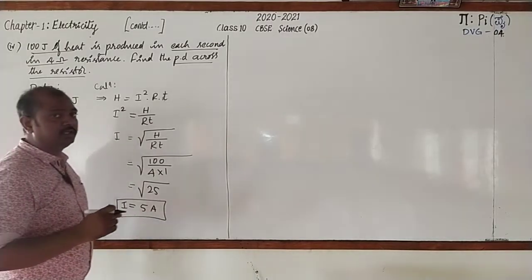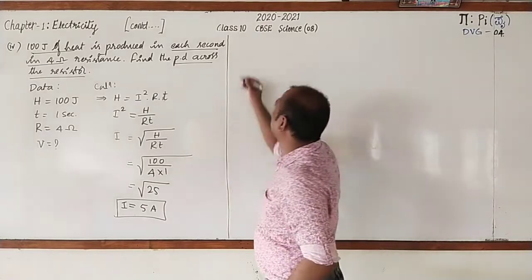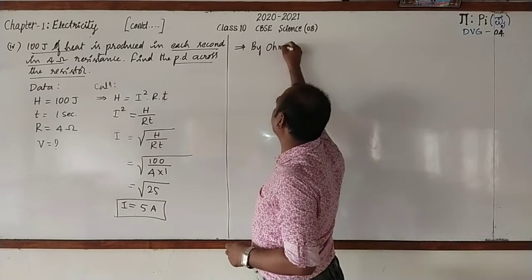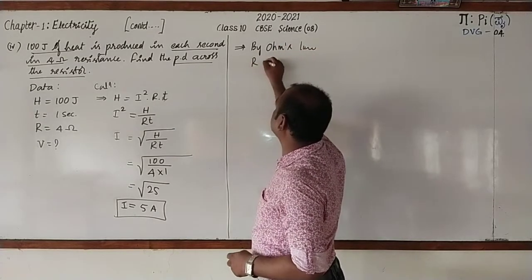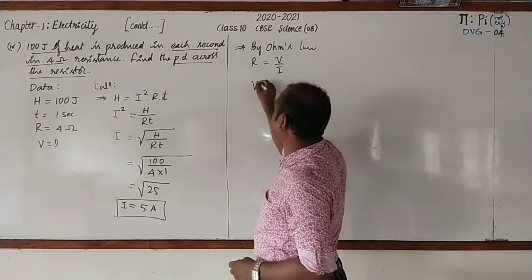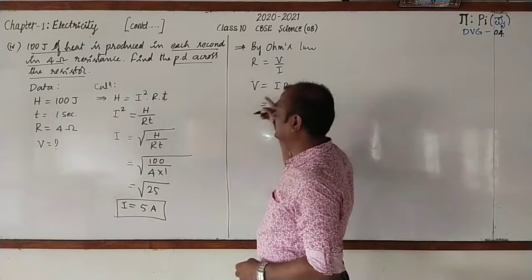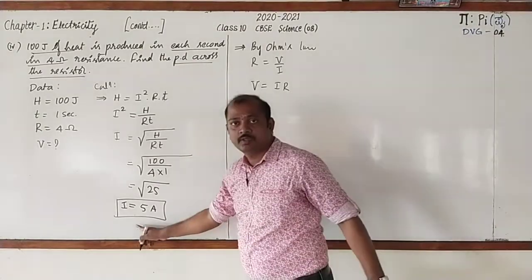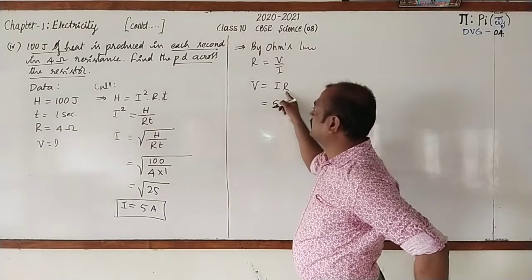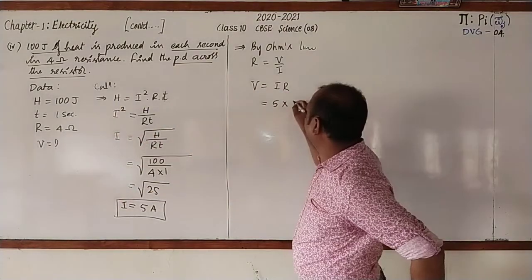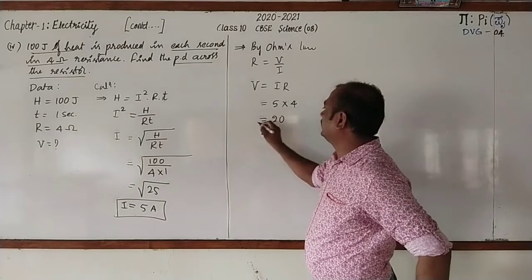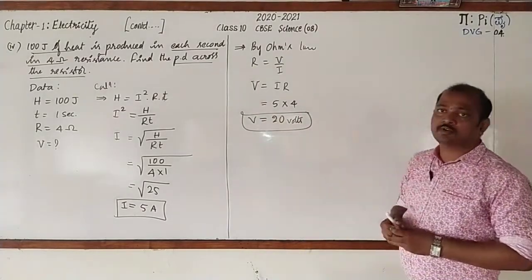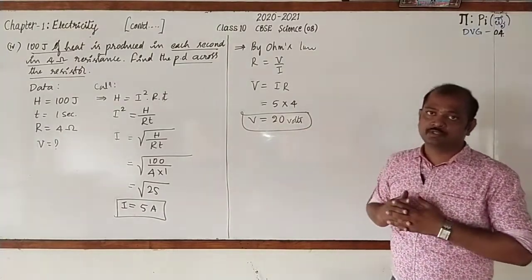Then how do you go for finding the voltage? To find the voltage, we have the formula according to Ohm's law. We can write R is equal to V by I. We want voltage, so voltage is equal to I into R. As we know the current as well as the resistance, you can find the voltage. What is I? It is 5 amps, and R is 4 ohm. It is equal to 20. So V equal to 20 volts. So the potential difference across the resistor is 20 volts.